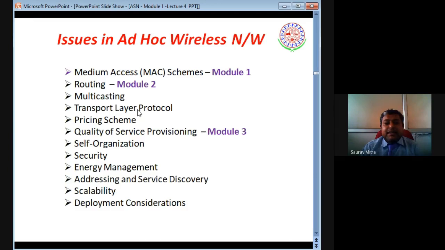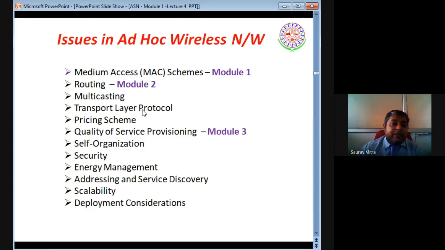So the OSI layer is there. The OSI model has nearly 7 layers. The transport layer is very important. I think it's the fourth layer in OSI. So what is the issue in the transport layer in case of designing of ad hoc wireless networks?